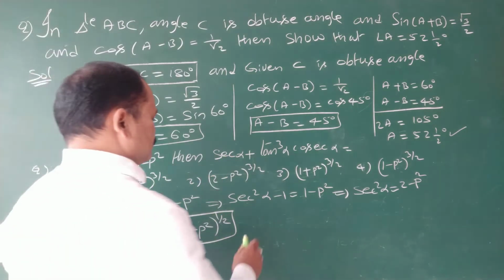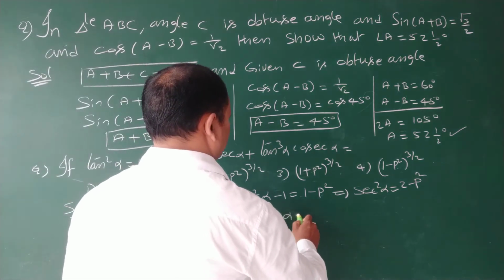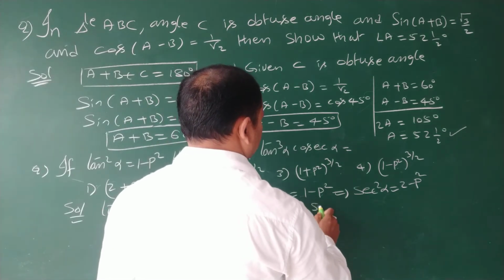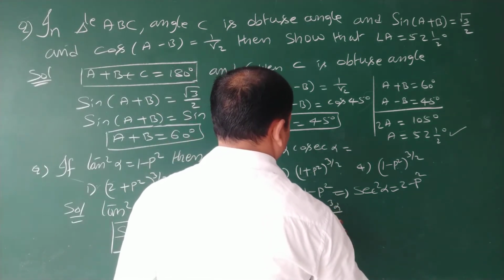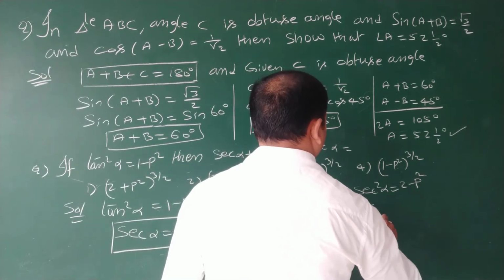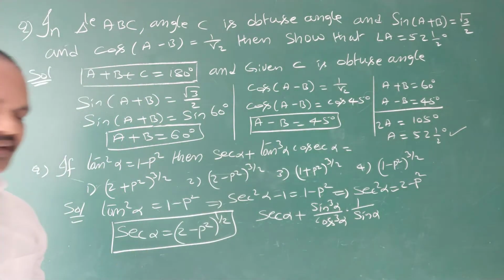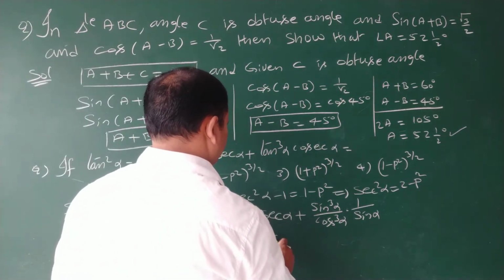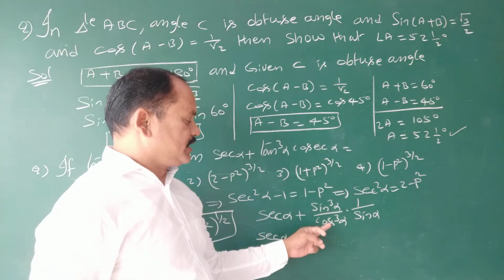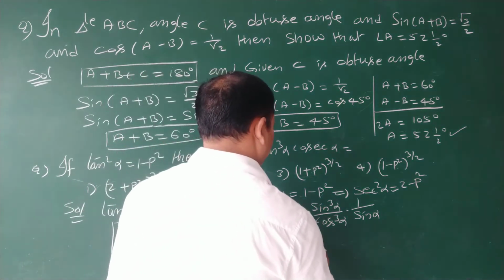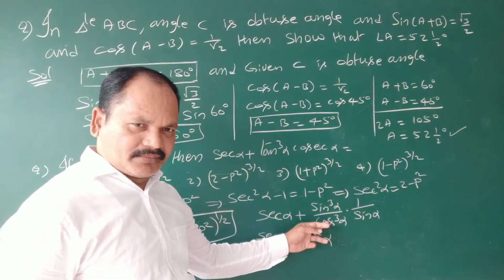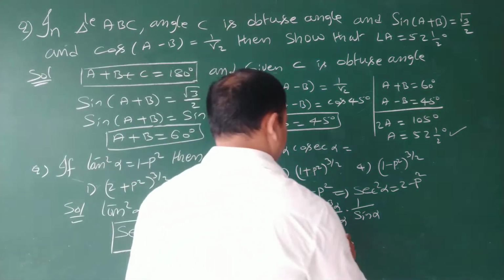Now to find this value, what is that? Secant alpha plus tan cube alpha. This tan cube alpha is nothing but sin cube alpha by cos cube alpha into here cosecant alpha is 1 by sin alpha. That's all. Now from this is secant alpha plus here sin 1 time gets cancelled. Now sin square by cos square is tan square. One more cos is there. That means 1 by cos. 1 by cos is secant.